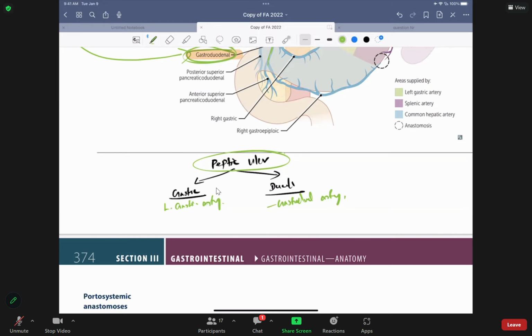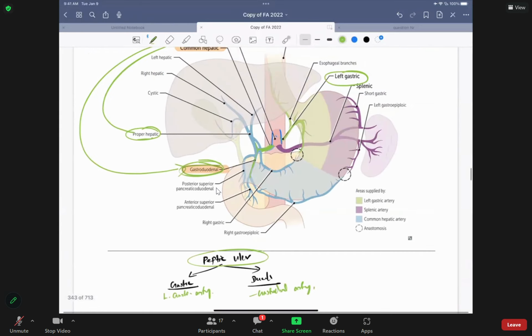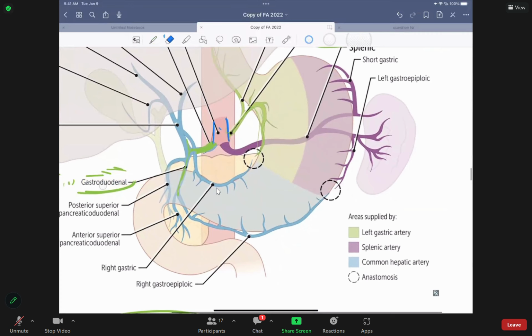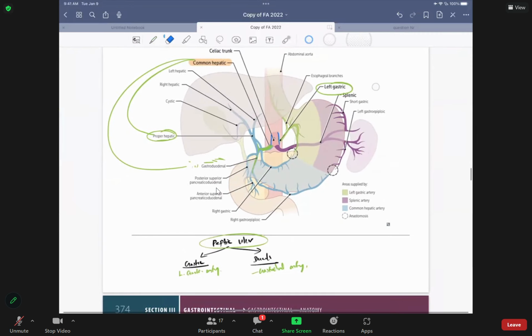Okay, I have a question. I'm going to show it to you, but that's the most important here. Okay, folks, is everybody clear? The gastroduodenal artery and left gastric artery. Okay, so that's done here. Now, next one. Let me clean this up.